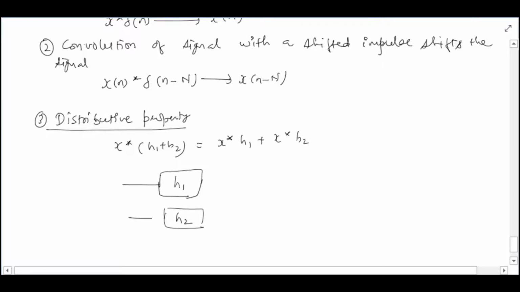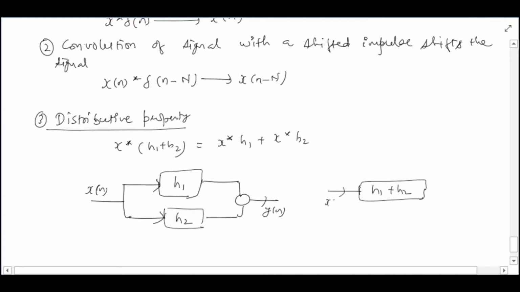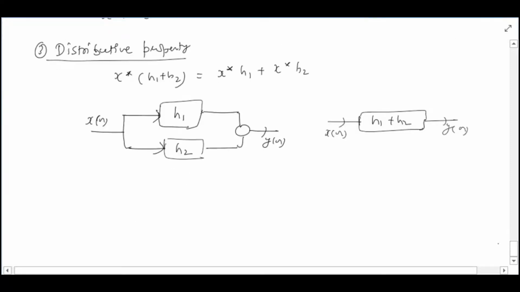So that is, if we input signal x[n] and we look at the sum of the outputs, call that y[n], this would be same as the output of the following system: h1 plus h2, with input x[n] and output y[n]. So these two systems are equivalent.